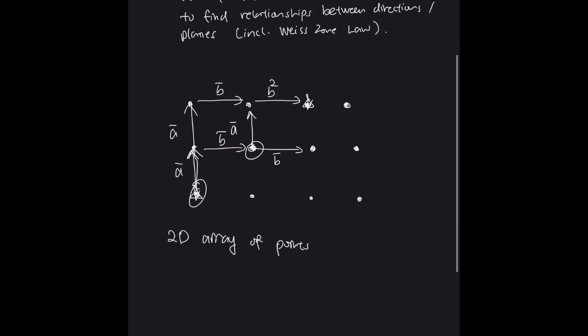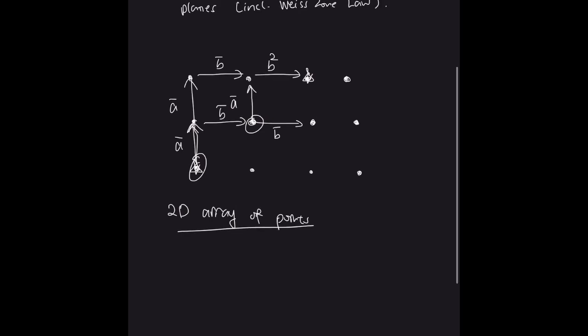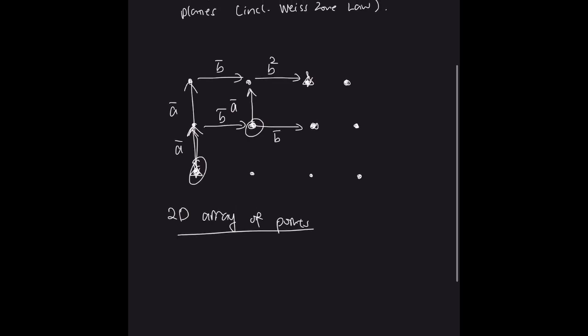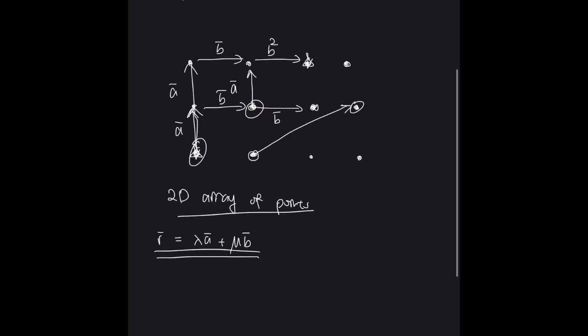So in this array of points, to move from one point to another, you just have to do a linear combination of A and B. So this R is just the vector from one of the lattice points to another. And again, because this arrangement of points is periodic and it repeats through space, this holds true for all the points.